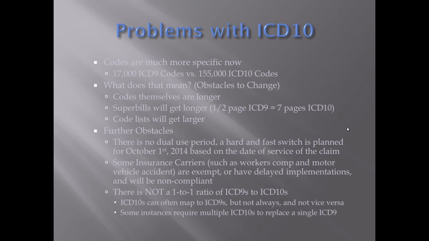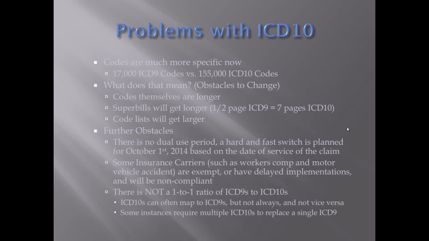Superbills are going to get longer. Assuming you have a half page of your superbill devoted to diagnosis codes, you'll end up having a 7-page superbill. And of course, code lists will get larger. The other problem we're going to run into is that there's really no dual use period. There's a hard and fast switchover, which is planned for October 1st of 2014 based on the date of service of the claim. Not when you send the claim in, but the date of service.